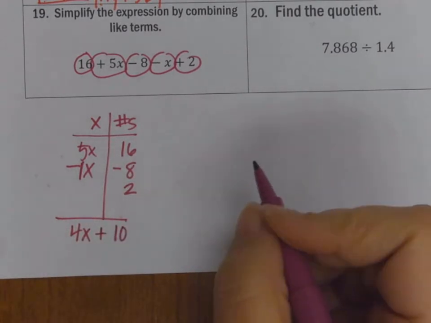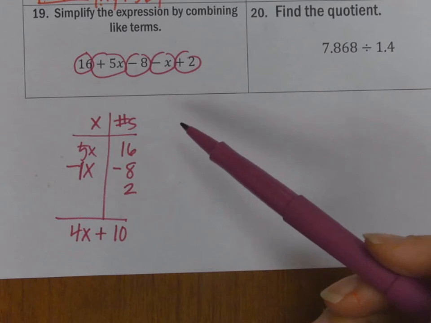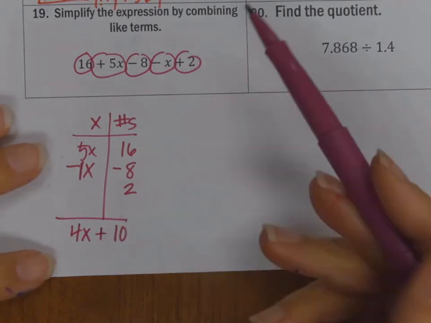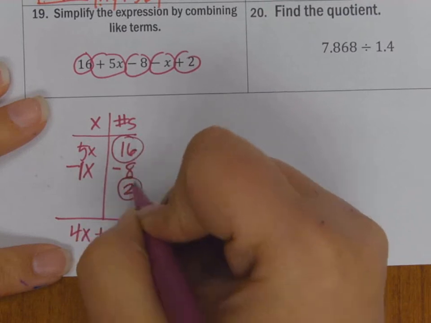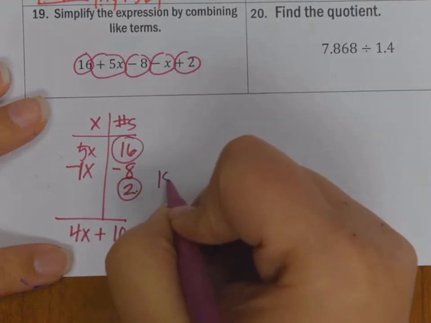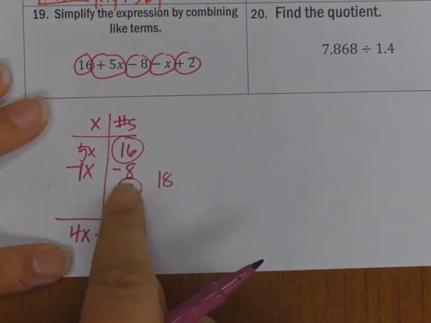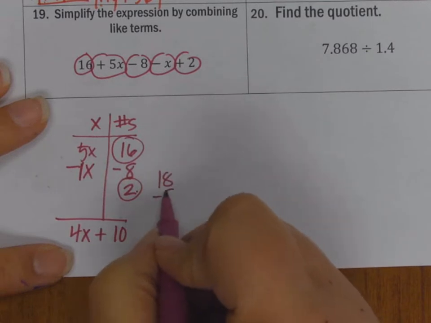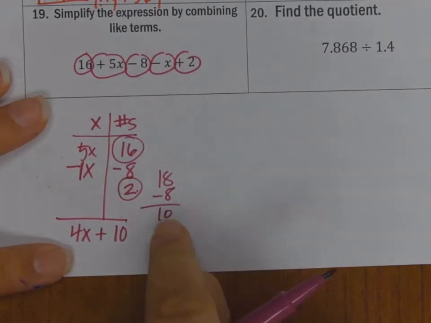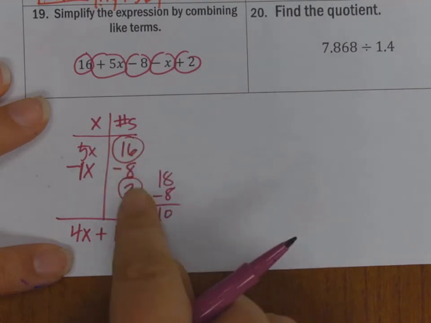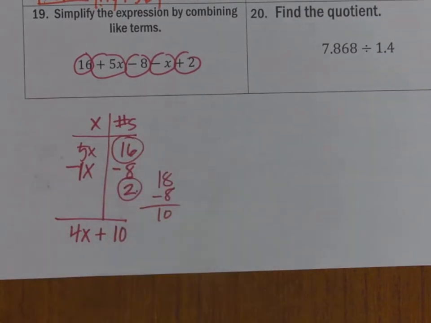Now, you might wonder, Ms. T, how do you know that that's a positive sign? And it's because I have two positive numbers, 16 and 2, which give me 18, and I only have one negative number, this minus 8. And so I just go ahead and take away from my 18 that are positive, and I'm left still with positive 10. Okay, I have way more positive numbers than I do negative, so it's going to be a plus sign in my answer.